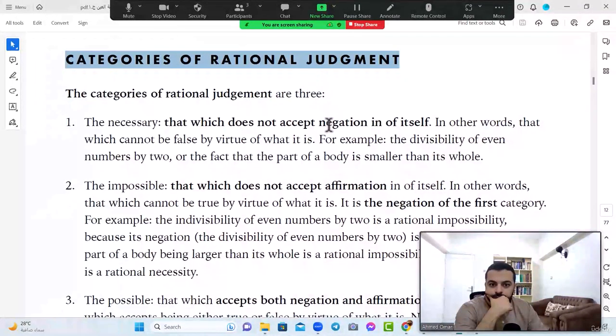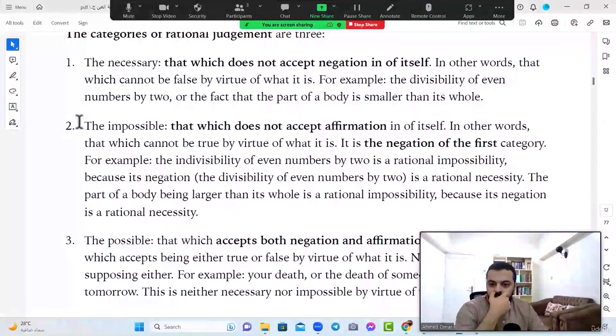Categories of rational judgment. The categories of rational judgment are 3. The necessary, that which does not accept negation in of itself. In other words, that which cannot be false by virtue of what it is. For example, the divisibility of even numbers by 2, or the fact that the part of a body is smaller than its whole.